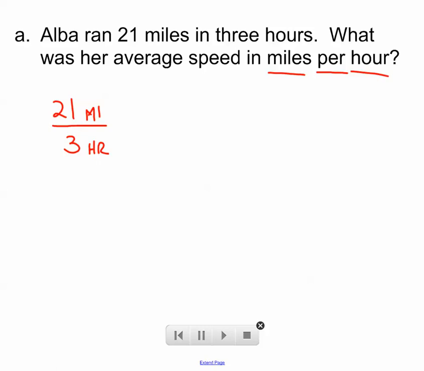Okay, now that's a rate. But when they want the average speed, they're really talking about a unit rate, meaning how many miles per 1 hour. So we want the second unit to be one. That's what's called a unit rate. So we just divide. 21 divided by 3 is 7. So her average speed is 7 miles per hour.